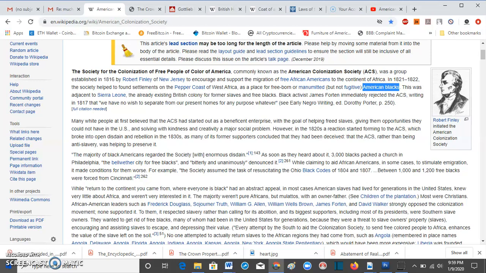As soon as they heard about it, 3,000 blacks packed a church in Philadelphia, the bellwether city for free blacks, and bitterly and unanimously denounced it. While claiming to aid African Americans in some cases to stimulate immigration, it made conditions for them worse. For example, the society assumed the task of resuscitating the Ohio black codes.